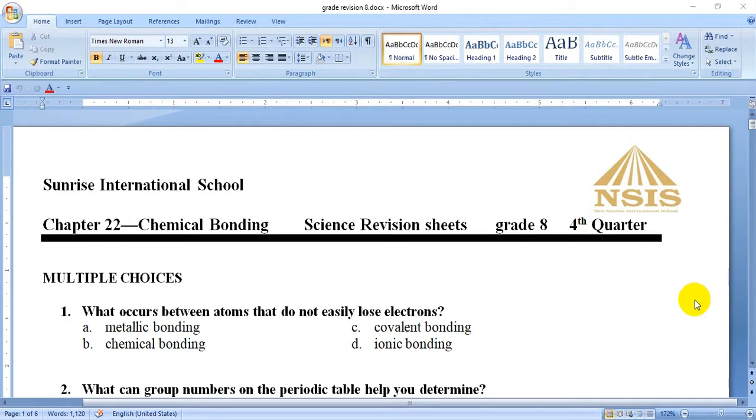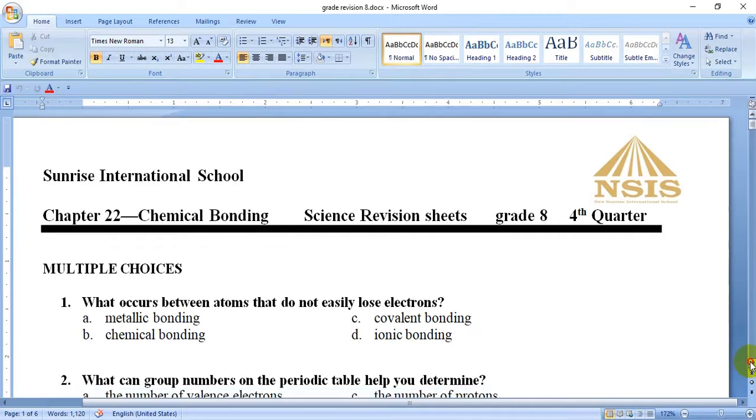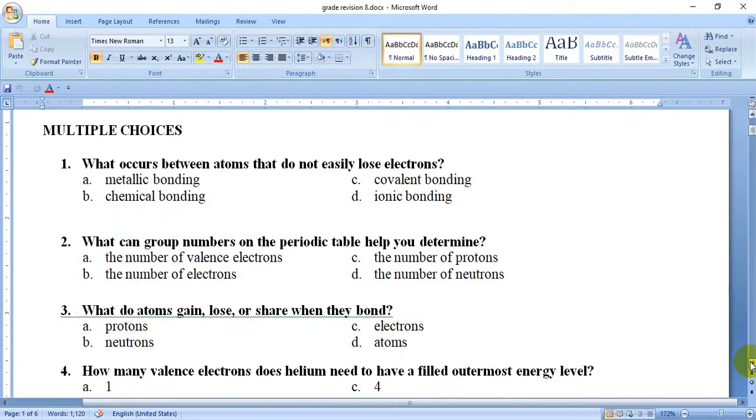This is the first video, so let's start with question 1. Question 1, what occurs between atoms that do not easily lose electrons? Atoms that don't lose or gain electrons do something else. They share electrons, and this is called covalent bonding. So if atoms will not lose electrons, they share electrons and form covalent bonds. So the answer is C.